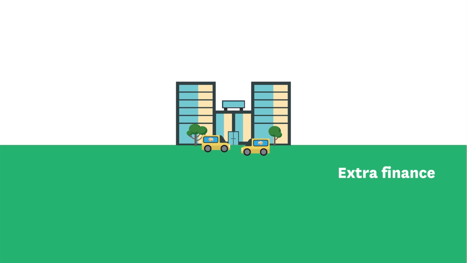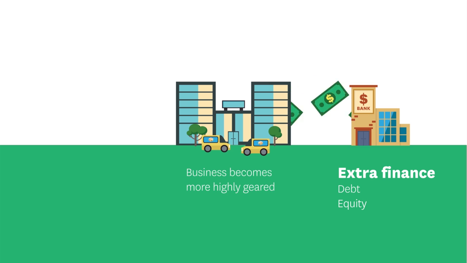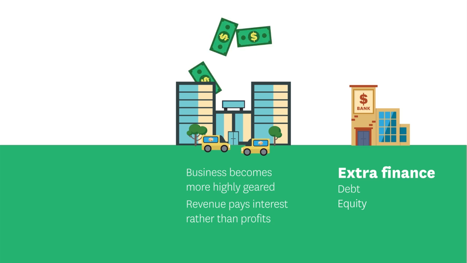Extra finance can be added through debt or equity. Increasing the debt simply means borrowing from a bank or other financial institution. This could mean that the business becomes more highly geared and a larger proportion of the revenue will go to paying interest rather than into profits.